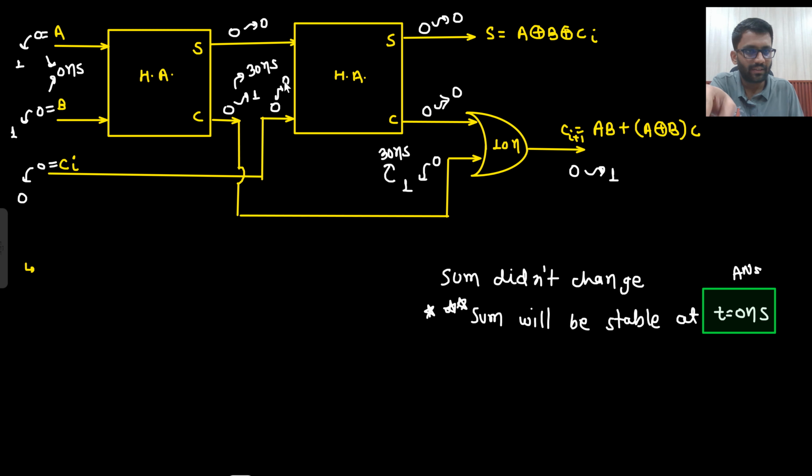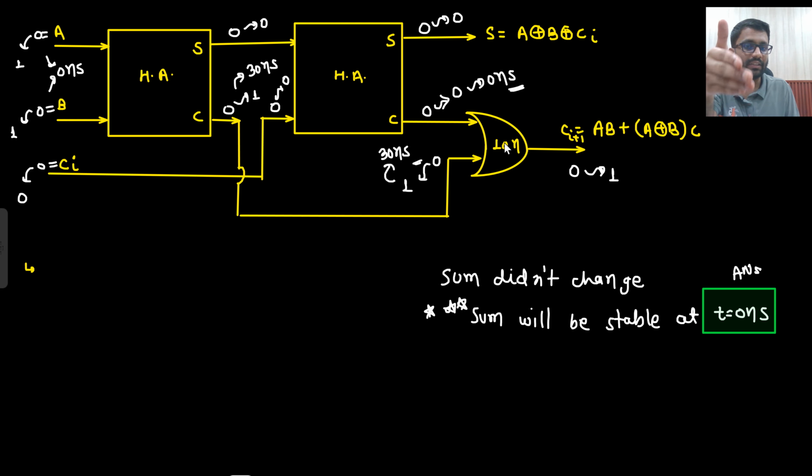Tell me one thing, did this change? No, this did not change. This also did not change. This also did not change. So this was stable at t equals to 0 nanosecond only, because it did not change. But this came after 30 nanosecond. So this guy has to wait for this guy, until it becomes stable. So it will become stable after 30 nanosecond.